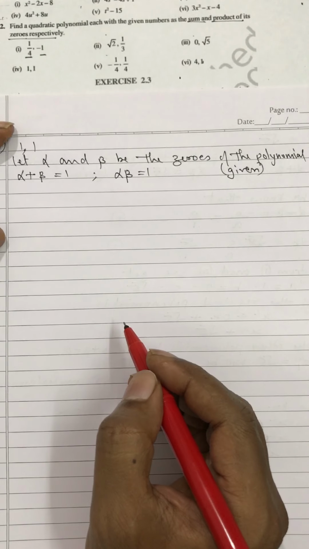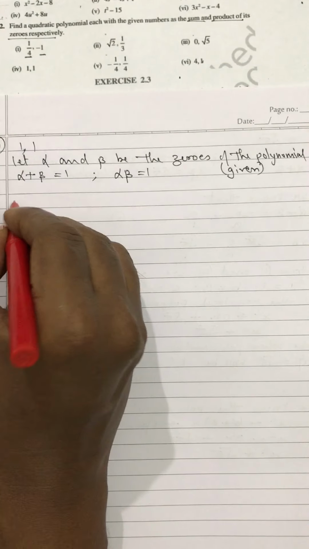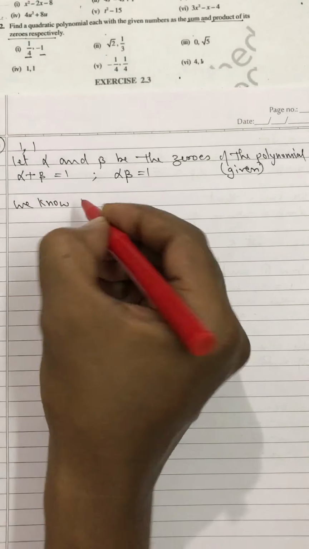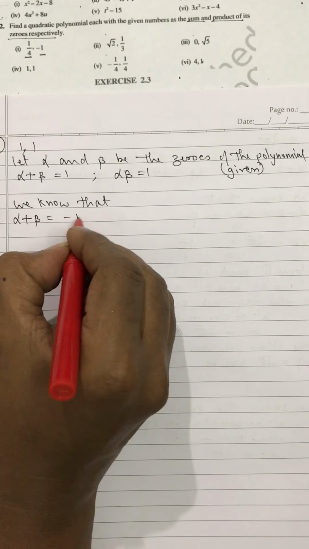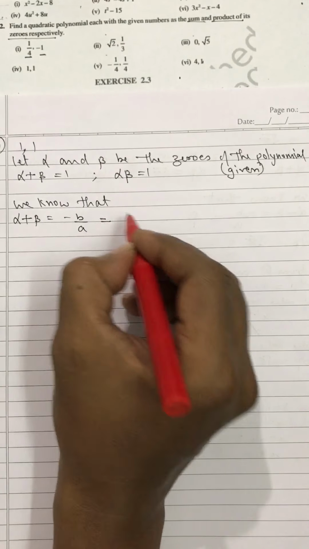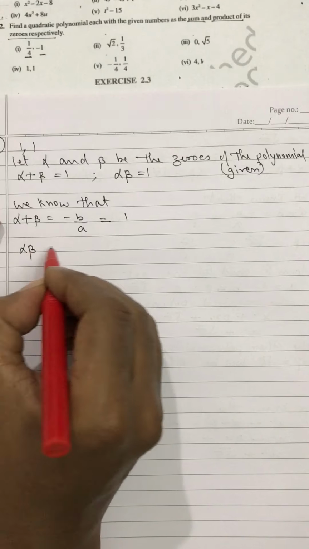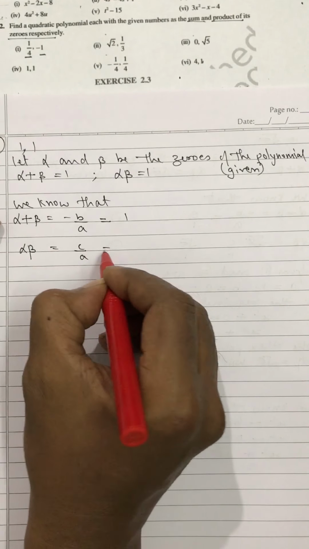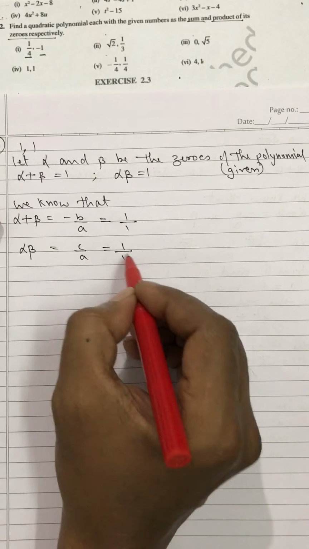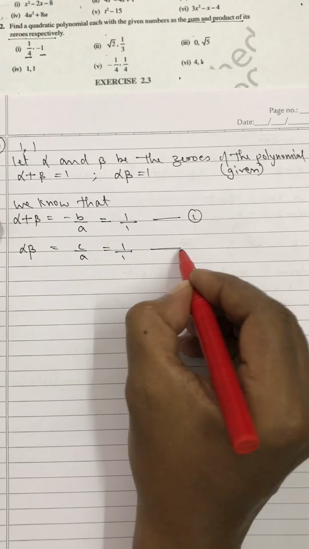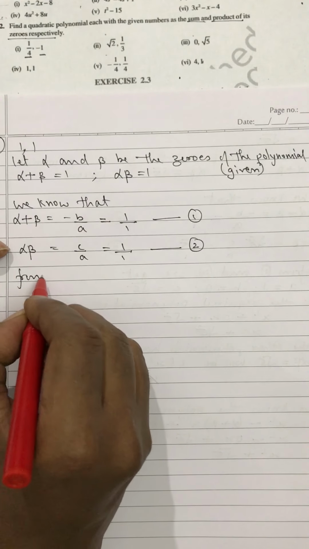But now we have to start to find a, b, c. For that we will use the formula which we know. We know that alpha plus beta is equal to minus b upon a, and that actually is equal to 1. Keep it like that only. Alpha into beta is equal to c upon a, which is also equal to 1. So here we can see the denominators are same. a is equal to 1, a is equal to 1. So they are ready. No need of equalizing the denominators.